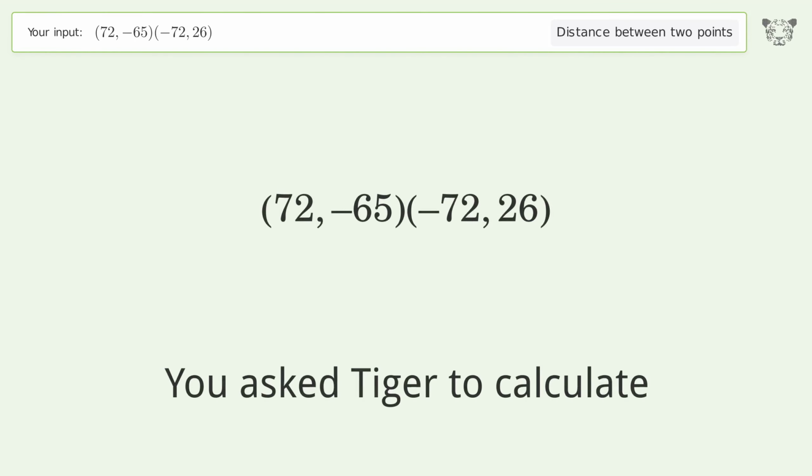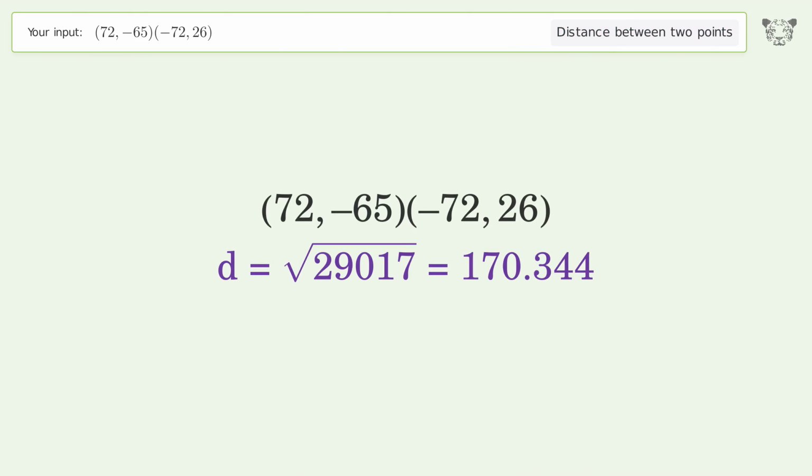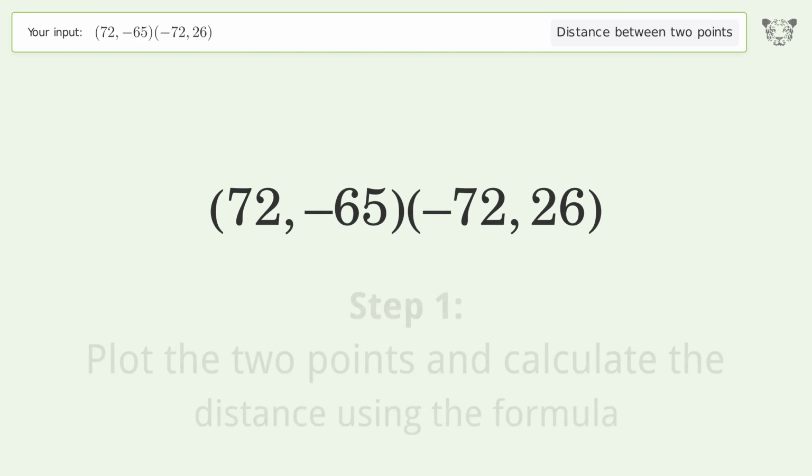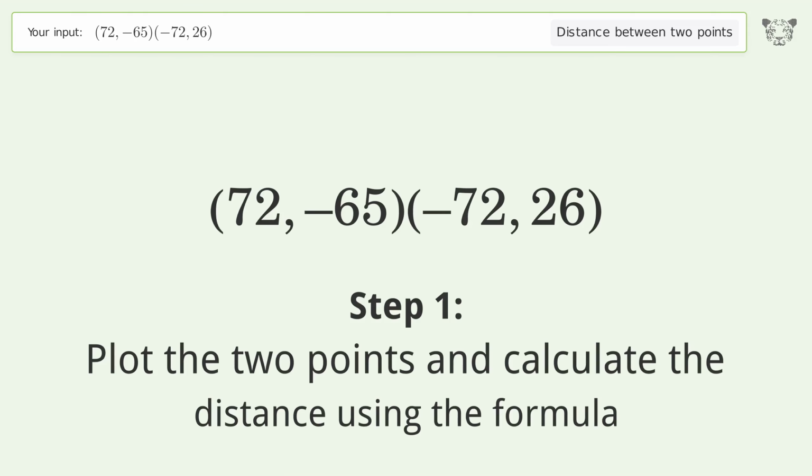You ask Tiger to calculate. This deals with the distance between 2 points. The distance between the 2 points is the square root of 29,017 or 170.344. Let's solve it step by step. Plot the 2 points and calculate the distance using the formula.